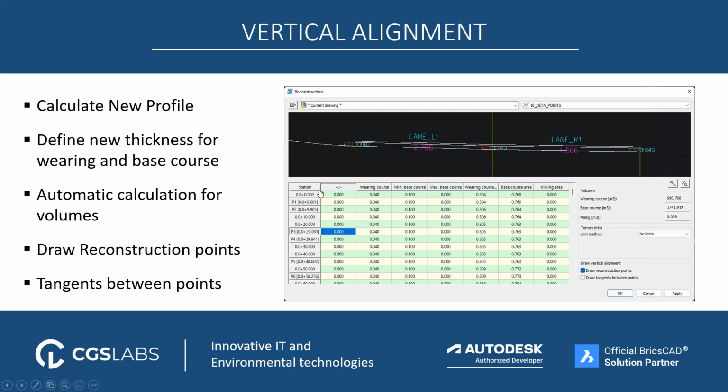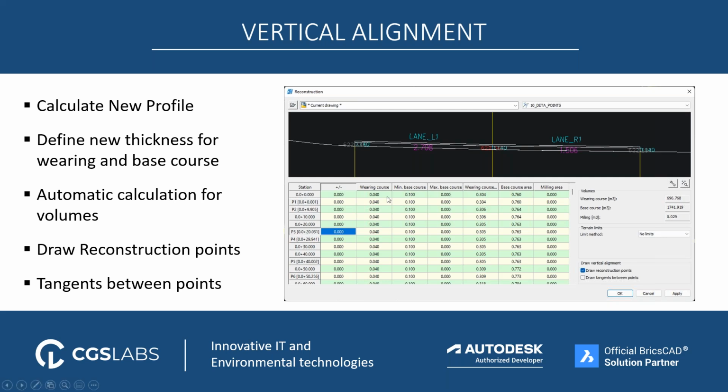Okay, now that we have our super elevations, we can go to our vertical alignment definition. Here we have some commands for reconstruction. The command calculate new profile is intended to calculate points for a new vertical alignment. New points are calculated by raising or lowering the entire roadway pavement.